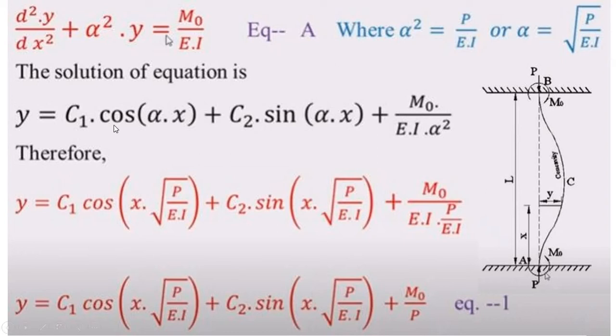Therefore, substituting the value of alpha, that is alpha equal to under root P upon EI in this equation, you will get y equal to C1 cos of x into under root P upon EI plus C2 into sine of x into under root P upon EI plus M0 divided by EI into P by EI, which is equal to y equal to C1 cos of x into under root P by EI plus C2 into sine of x into under root P by EI plus M0 divided by P. That is taken as equation number 1.